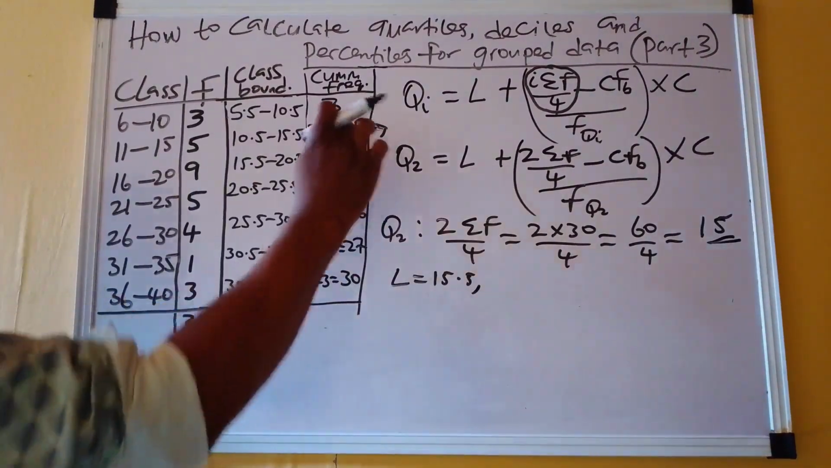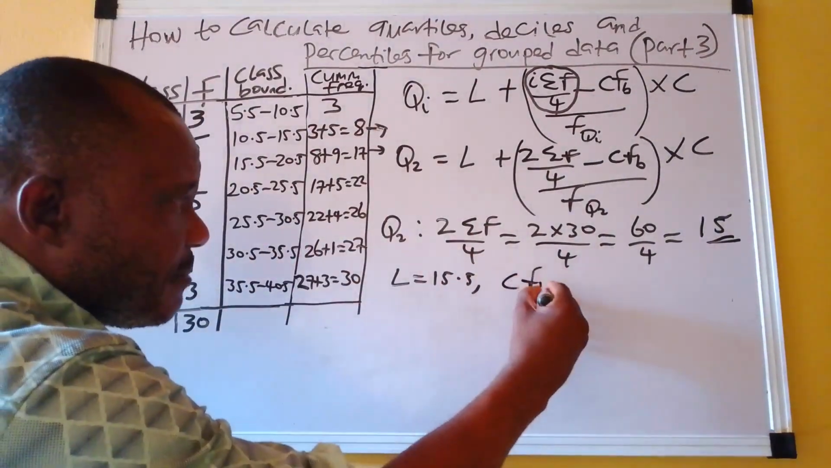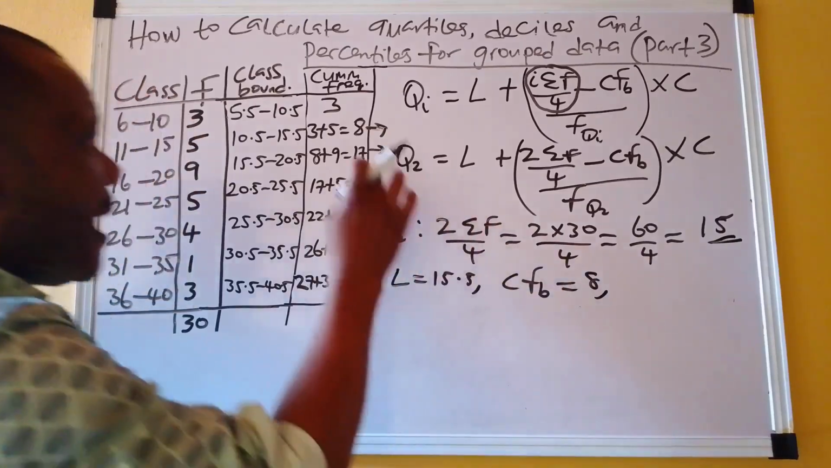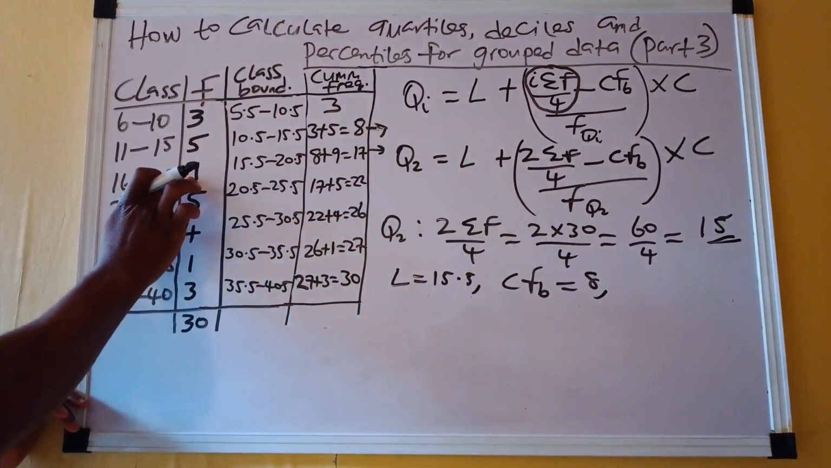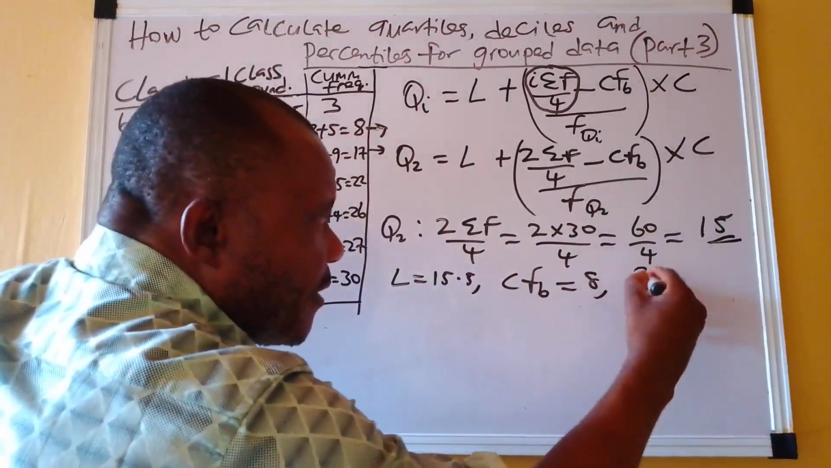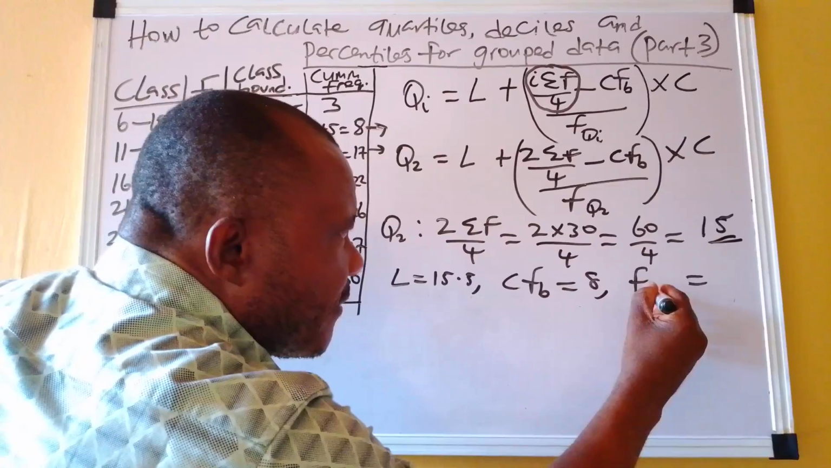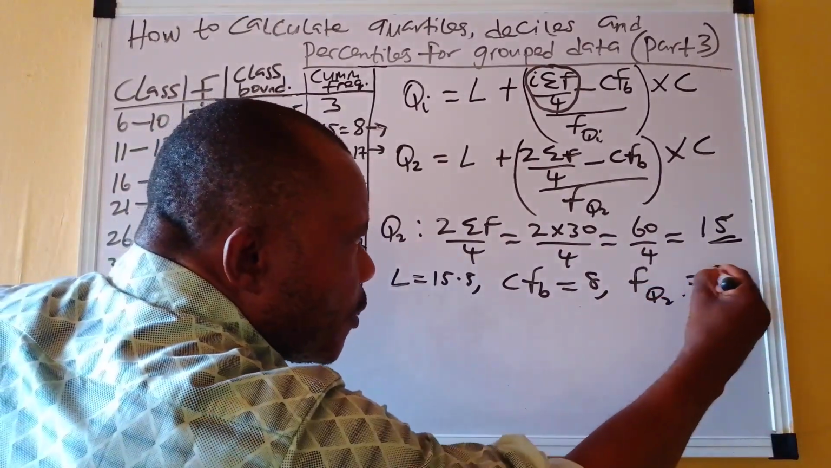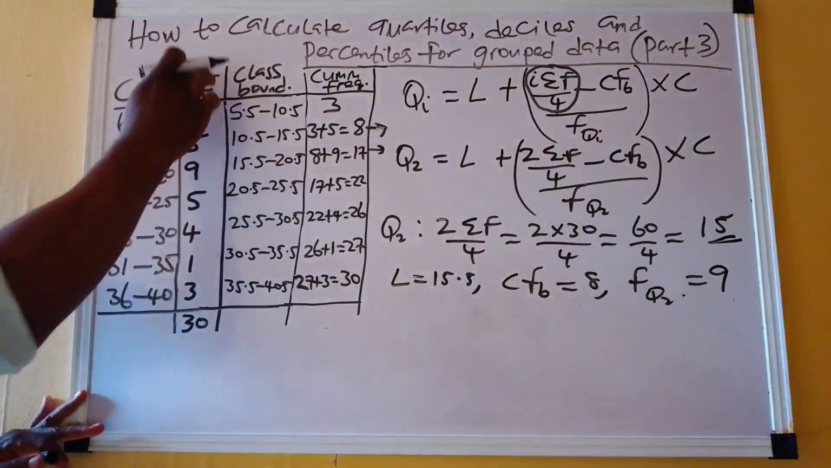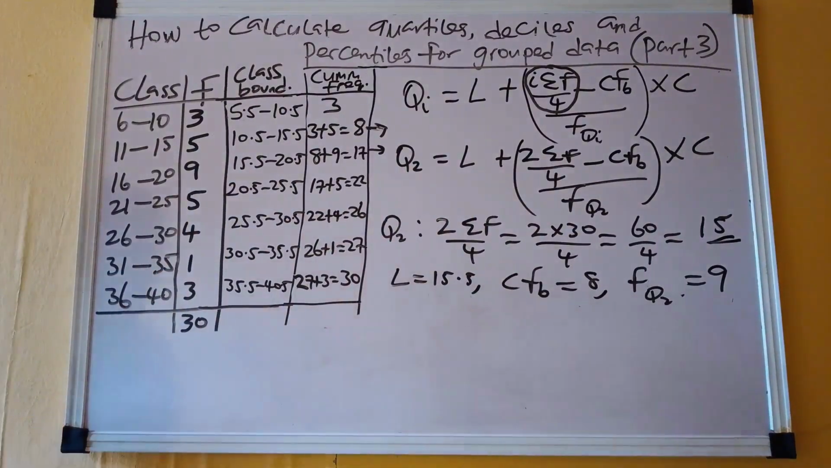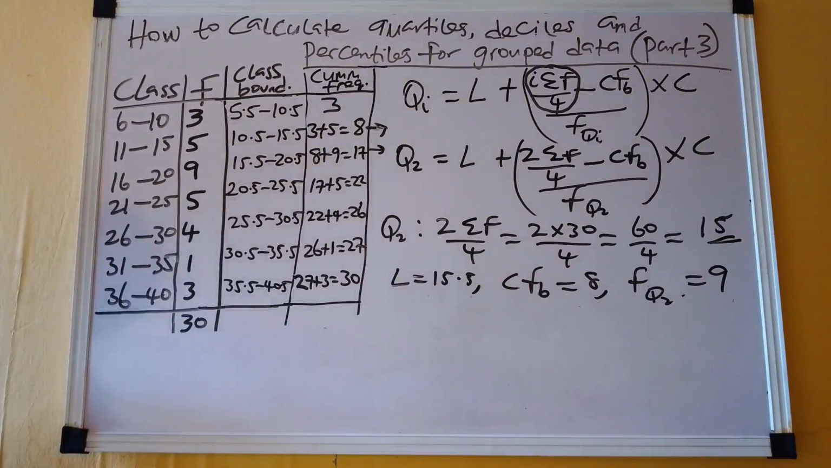Then our cumulative frequency before it, the one above the class, will be 8. And the frequency of that Q2 class will be equal to 9. Look at the frequency column, it is equal to 9. Now this will lead us to calculating the second quartile.